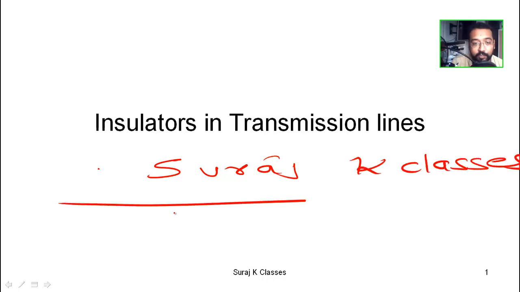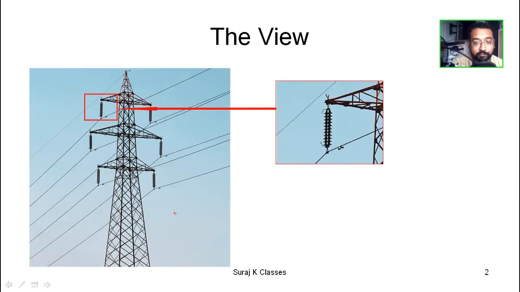Well, let's start this video. So this is the view when you are traveling or walking across your city. You may find so many towers like this, and you must have seen this kind of structure. And the second thing that you might have seen is the single wire at the top of all the wires.